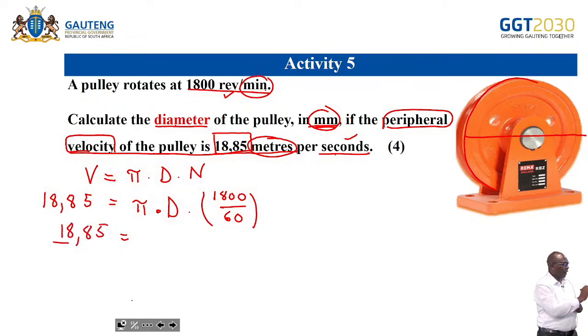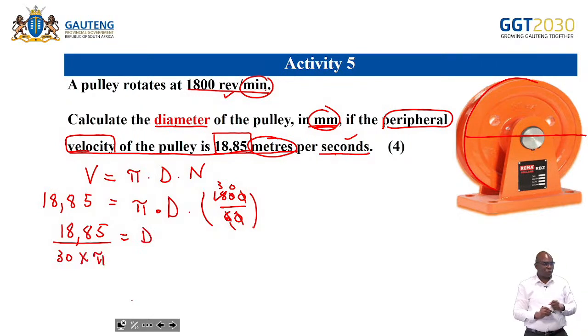Then we're going to divide this by that. So now I'm going to cancel that out. That will be 3 there, and 0. So in other words, we're going to divide that by 30 multiplied by pi. And that is what we are going to get as our diameter. So if I work this out, the answer becomes 0.2 meters. Remember, this is in meters. So therefore, we have 0.2 meters.